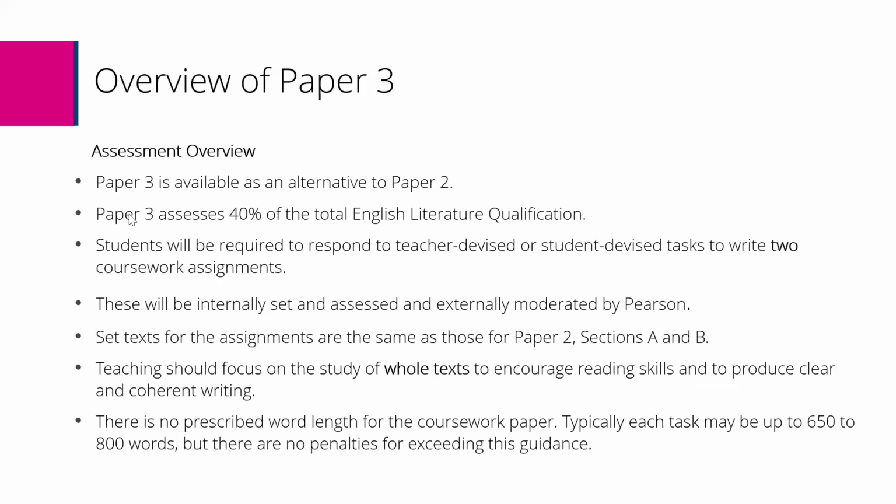So, paper 3, the coursework, is the alternative to paper 2. It is 40% of the total English literature qualification. Students respond to teacher-devised, student-devised, or teacher-student devised tasks. They write 2 pieces of coursework, one on each section, the modern drama and the literary heritage. It's internally set and assessed and externally moderated.